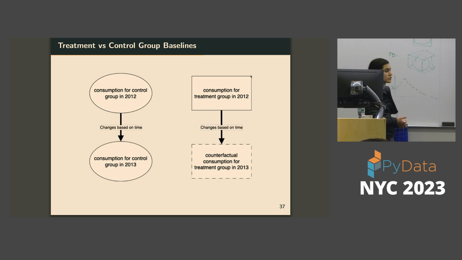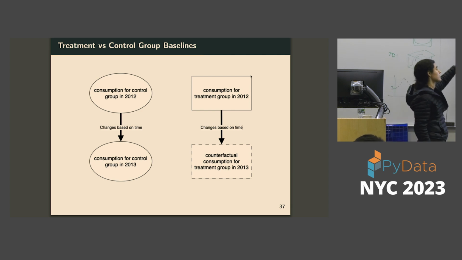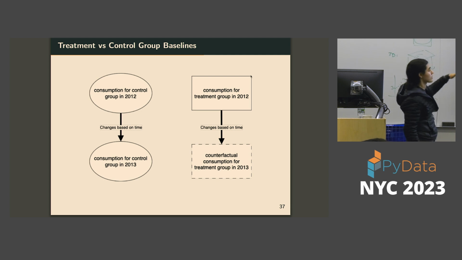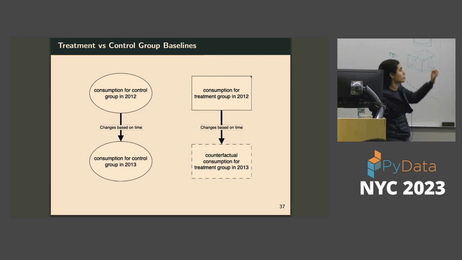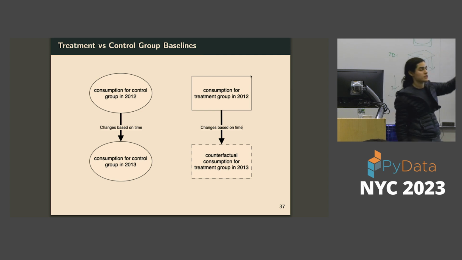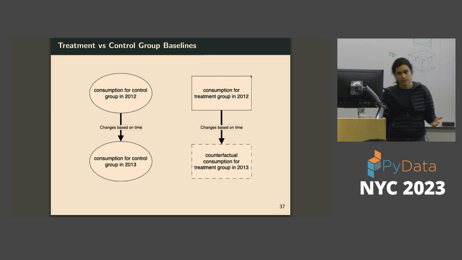Another way to do this is to learn this other thing that we looked at, right? Let's learn the changes based on time. So if I, again, learn the thing on the left, so let's use data from 2012 and 2013 for the control group, learn what the changes based on time are, then I can apply that to the treatment group and get the counterfactual consumption. So this shows you two methods of getting counterfactual consumption. I'm going to choose the first method.